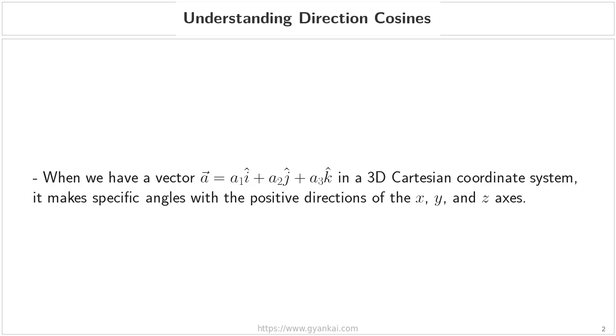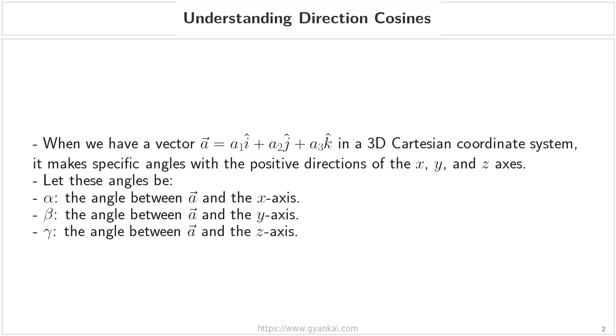Understanding direction cosines. Imagine we have a vector, let's call it vector A, which is defined in our three-dimensional Cartesian system as a sub 1 i, plus a sub 2 j, plus a sub 3 k. When this vector sits in 3D space, it isn't just pointing randomly. It actually forms specific, measurable angles with the positive directions of our three coordinate axes, the x, the y, and the z axes. To keep our notation organized, we use three Greek letters to represent these specific angles.